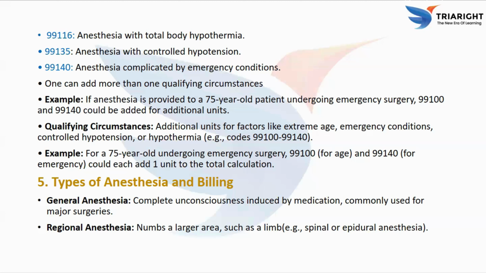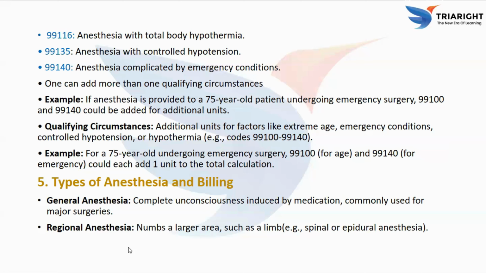And there are types of anesthesia. Based upon the type of anesthesia, the billing will be dependent. So what is the first type of anesthesia? General anesthesia. In general anesthesia, the patient is completely unconscious. It is used for major surgeries where airway support is required, for example, open abdominal surgery as well as heart surgery. That is, the patient sleeps completely in general anesthesia.